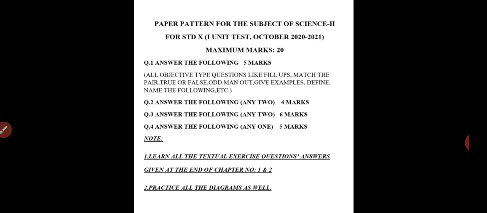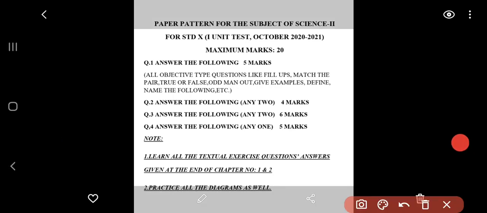As you can see here, your question paper will be for 20 marks and it will have 4 major questions: question number 1, question number 2, question number 3 and question number 4. I hope every one of you has got this paper pattern in your WhatsApp group, but to put more light on it, I thought it would be better to discuss it in this video.